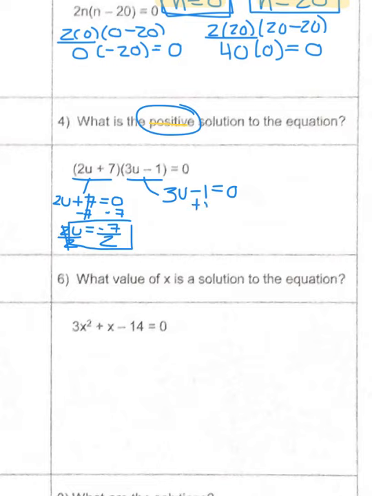We need to add 1 to both sides. That cancels out. We get 3u is equal to 1. Okay, we need to divide by 3. That cancels out, and we get u is equal to 1/3. So the positive solution is obviously going to be this guy right here. Okay, 1/3.